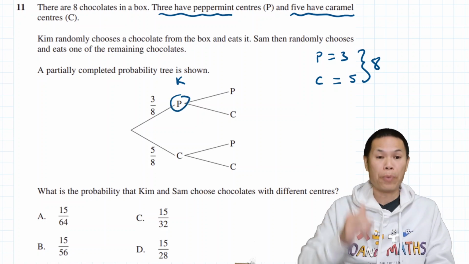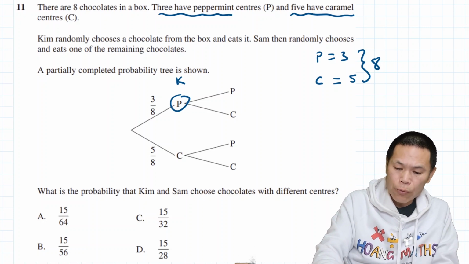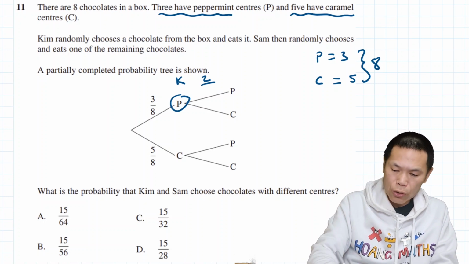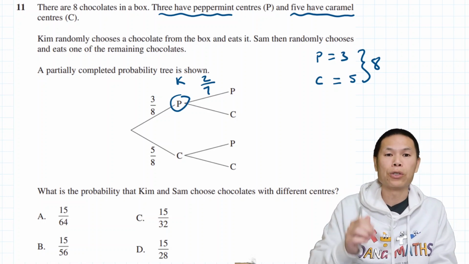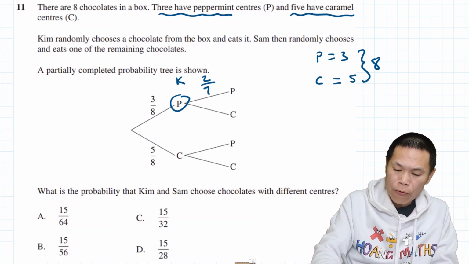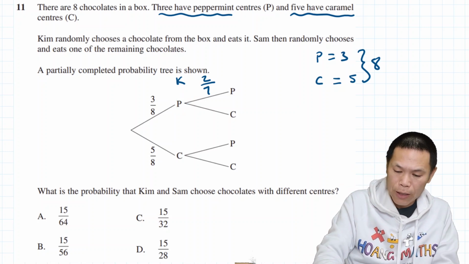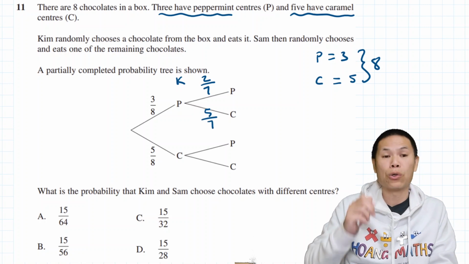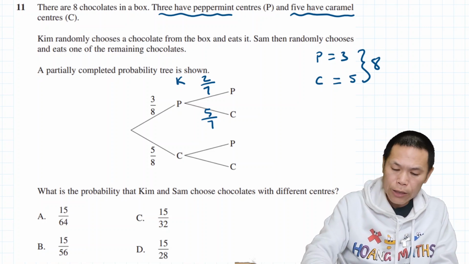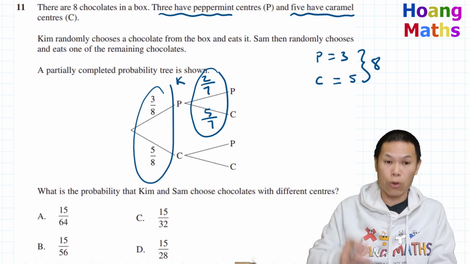If Kim picks a peppermint, then for Sam's pick we have only 2 peppermint to choose from, because Kim already picked 1. So 2 out of 7. For caramel, because Kim picked peppermint, caramel still has 5 left, so 5 out of 7, because there are only 7 chocolates left. And don't forget these two add up to 1 whole, and this pair also adds up to 1 whole.